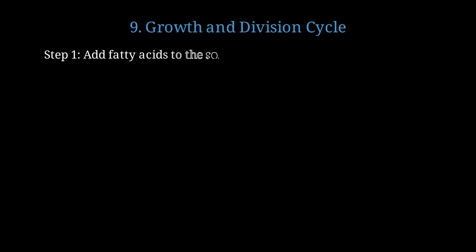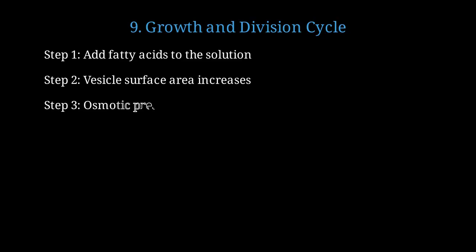Step 1. When you add more fatty acids to the solution, they incorporate into existing vesicle membranes. Step 2. As fatty acids join the membrane, the vesicle surface area increases. Step 3. If the internal solution is more concentrated than outside, osmotic pressure builds up. Osmotic pressure, pi, equals concentration C times the gas constant R times temperature T.